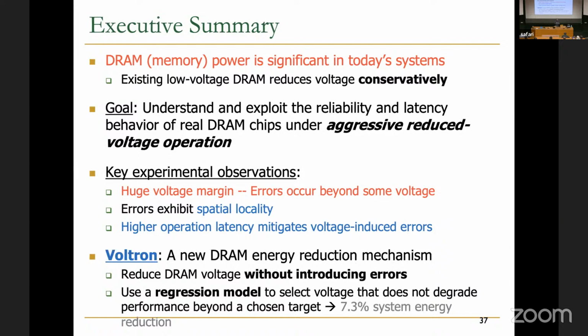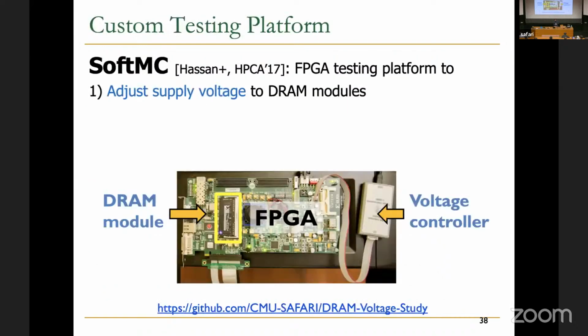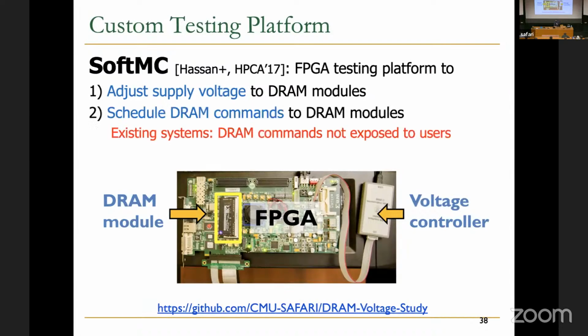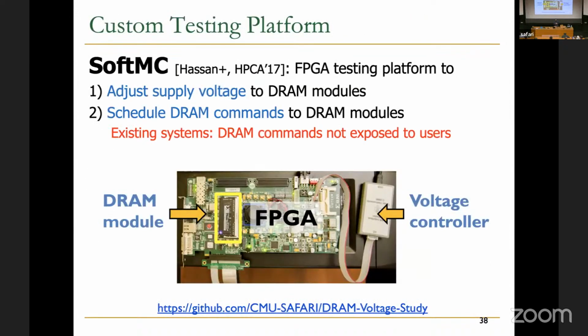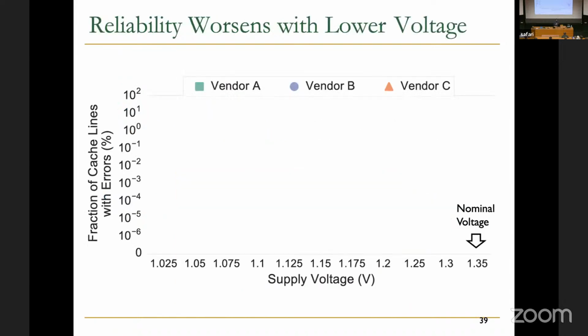This paper proposes a mechanism called Voltron that dynamically changes the latency and voltage setting to provide a good energy reduction. In this paper, we use SoftMC as the test bed. We test quite a few DRAM chips. I don't remember the exact number. We adjust the supply voltage of DRAM modules using this little voltage controller here. And then we also schedule DRAM commands precisely with 2.5 nanosecond precision.